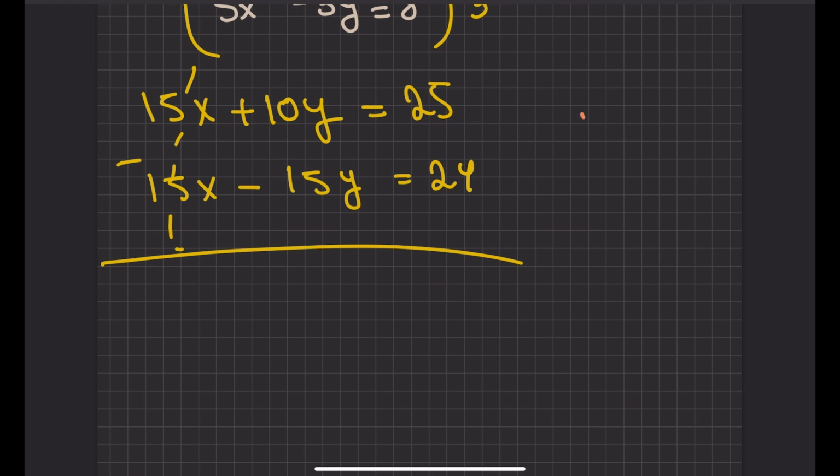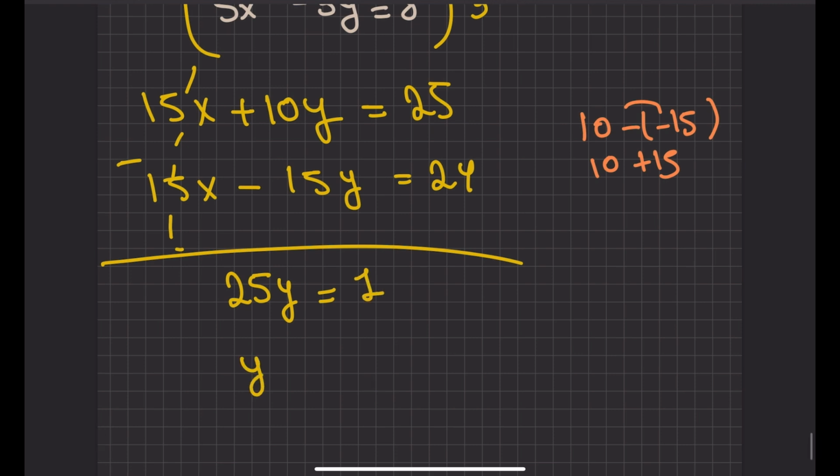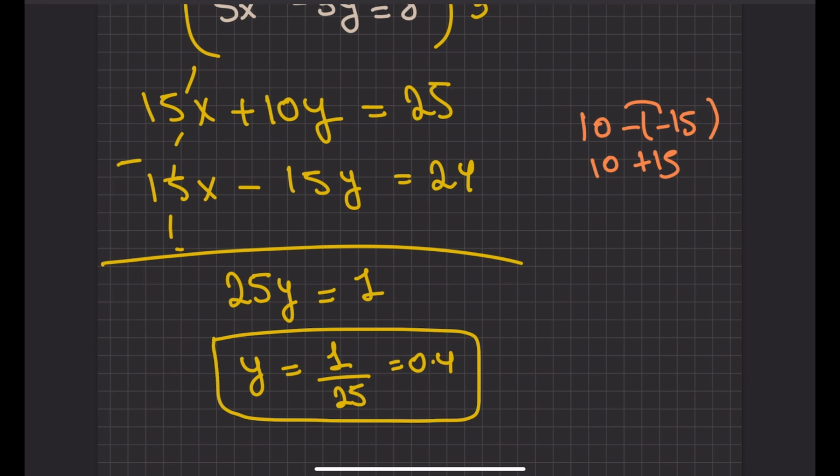10 minus negative 15, a minus and a minus make a positive, so it's going to be 10 plus 15, which is 25y. 25 minus 24 is 1. So y equals 1 divided by 25, which is 0.4. We found our y, we just have to find our x.